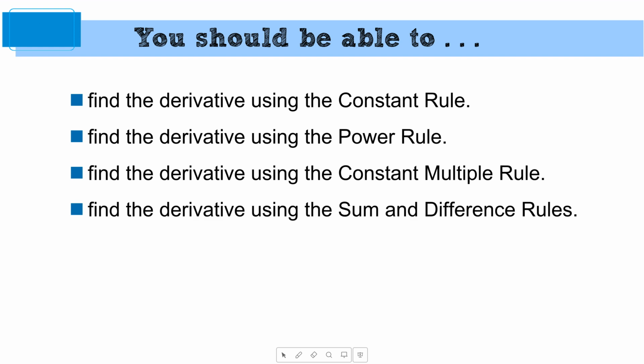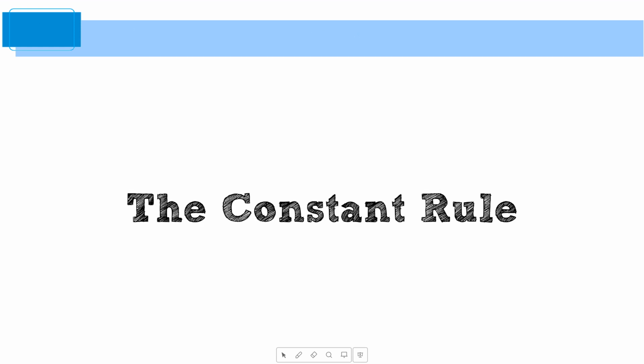Constant multiple rule is easy, and we'll talk about sums and differences. You can pretty much guess what's going to happen there because it fits the model of everything else. The derivative of a sum is the sum of the derivatives. The derivative of a difference is the difference of the derivatives. We're going to find the derivative of e to the x.